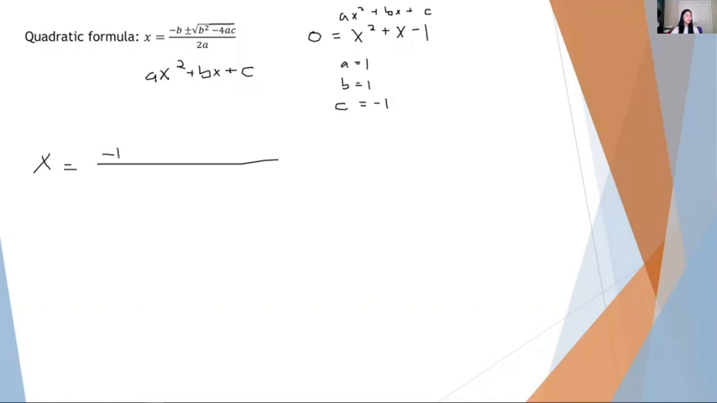So we first have negative 1. And then b squared, so 1 squared, minus 4 times a, which is the coefficient of the x squared, which is 1. And c is just the constant value, which is negative 1. And then we have all over that 2 times 1. Solving for whatever is inside the square root, we have 1 minus negative 4, so that's 5, over 2.